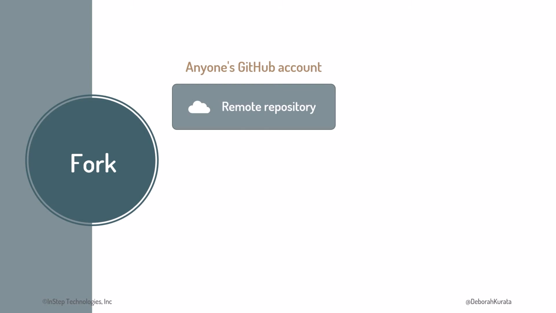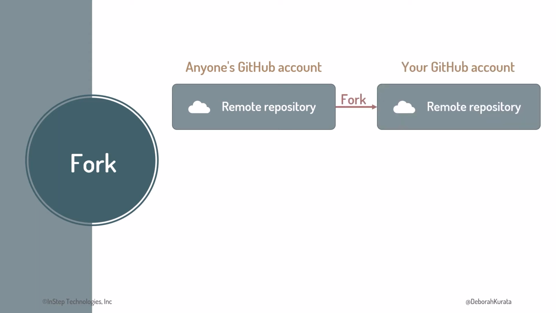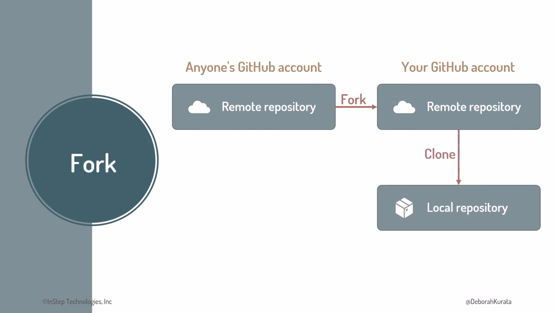If we find a public repository we want to contribute to, or we want to copy it as a starting point for our own project, we fork that repository. This makes a copy of it under our GitHub username. We then clone from our copy to initialize our local repository.